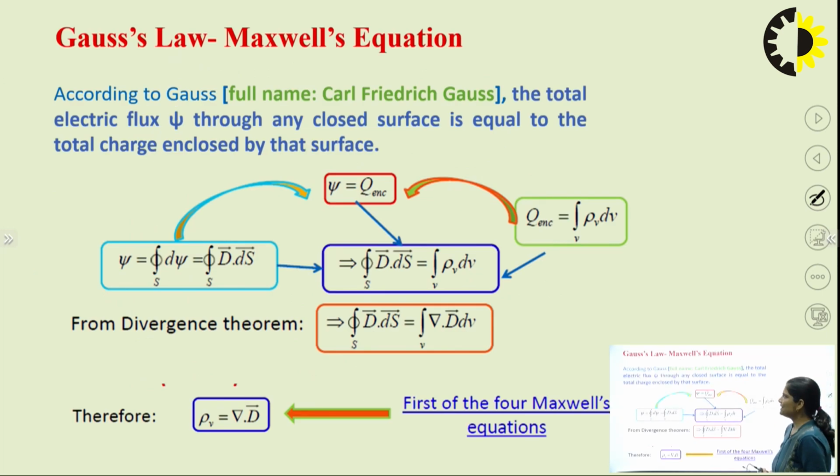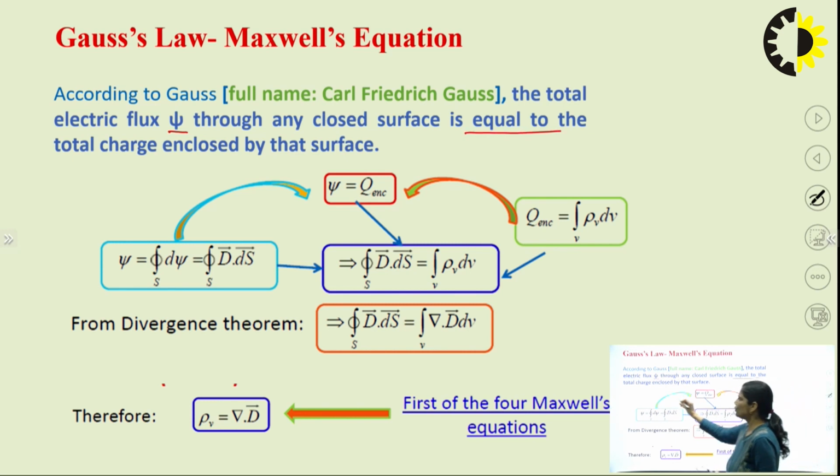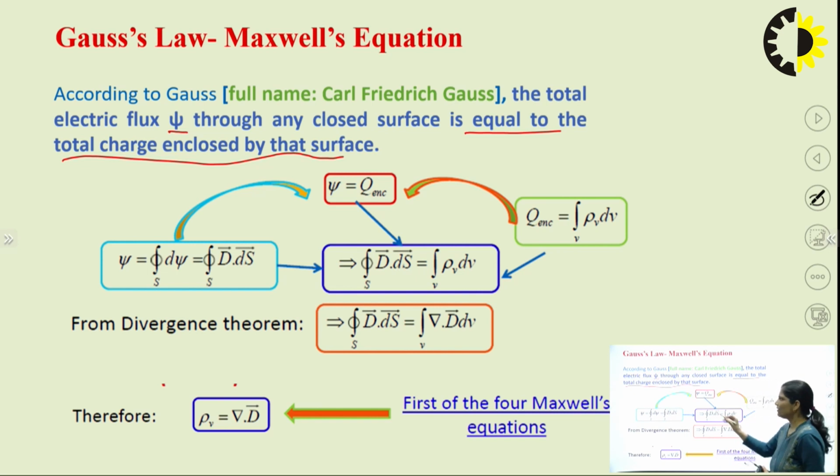So Gauss law is also a Maxwell equation, and its namesake is Carl Friedrich Gauss. According to Gauss law, the total electric flux through any closed surface is equal to the total charge enclosed by the surface. Okay. Now flux is equal to Q enclosed.